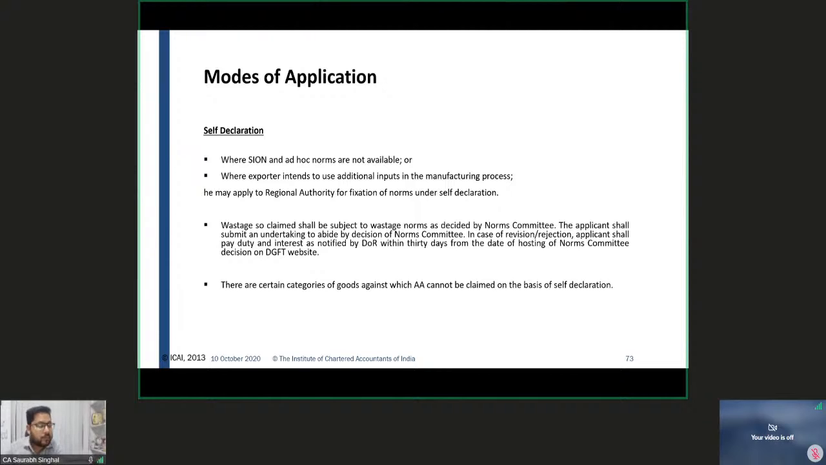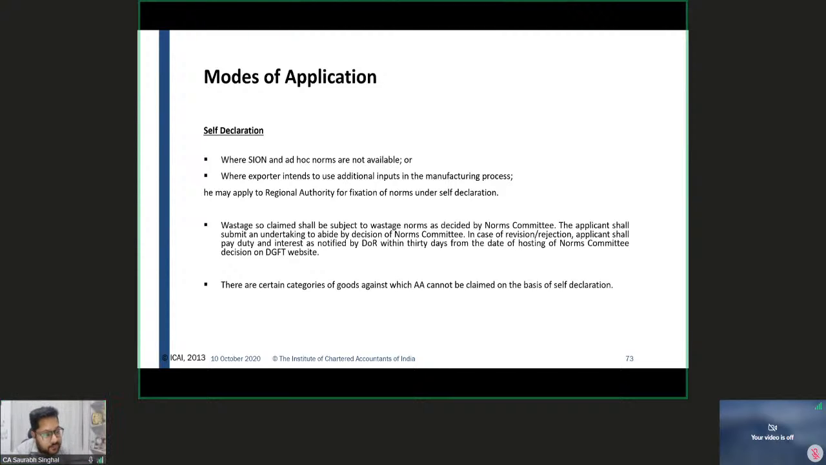Now the only difference between ad hoc norm and self-declaration is that in ad hoc norm, the norms committee sits, decides the norms and then an advance authorization is given. There is a time lag. Whereas in self-declaration, the DGFT does not wait for the norms committee to sit and decide. They give you the advance authorization. Thereafter, whenever the norms committee decides the norms, if it is higher, you get a higher advance authorization. If it is lower, you have to pay the balance duty that you have saved at the time of import. So that is advance authorization on self-declaration, which is nothing but a quicker process of getting ad hoc norms.